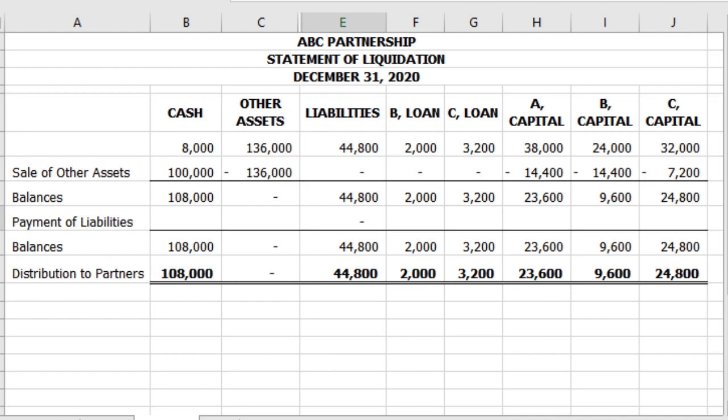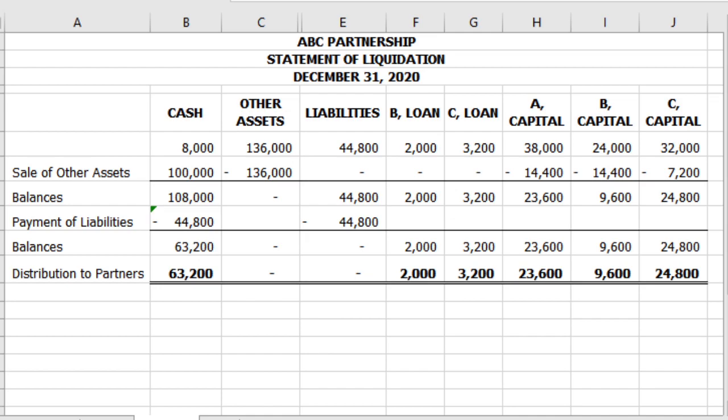24,800. Now, next step is payment of liabilities. Again, the same pa din yung ating procedure. Yan, after na mabayaran yung utang, so the same pa din, mababawasan yung ating cash ng 44,800. Ibig sabihin, meron lang tayong 63,200 which will be available for distribution to the partners. So again, kung ano yung capital balance nila, yun na yun. So yun na yung matatanggap ng mga partners.